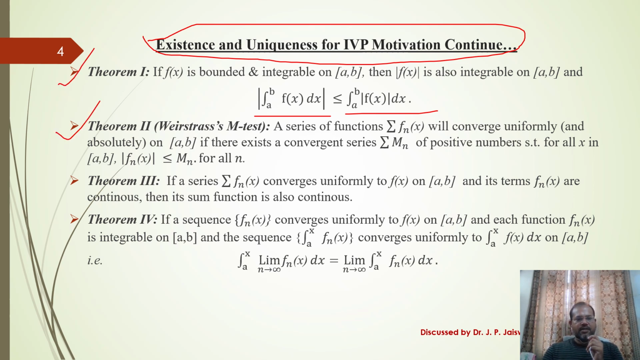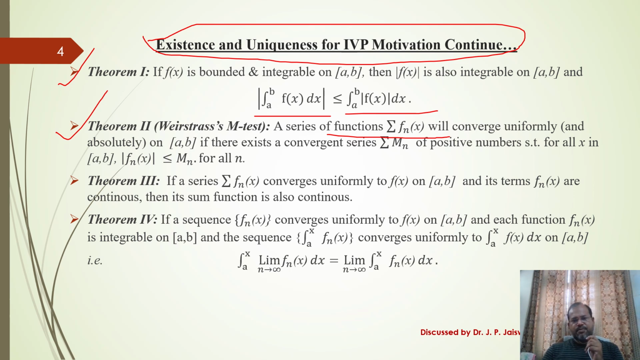The next important result is the Weierstrass test. Suppose the series summation f_n(x) converges uniformly and absolutely on [a, b]. You might be aware of uniform and absolute convergence. Absolutely means with the mod, and uniformly means, roughly, that it does not depend on x; it is free from x. If you are interested in more about uniform convergence, you can see the literature, or if I receive a number of feedbacks, I can make a separate video on uniform convergence.